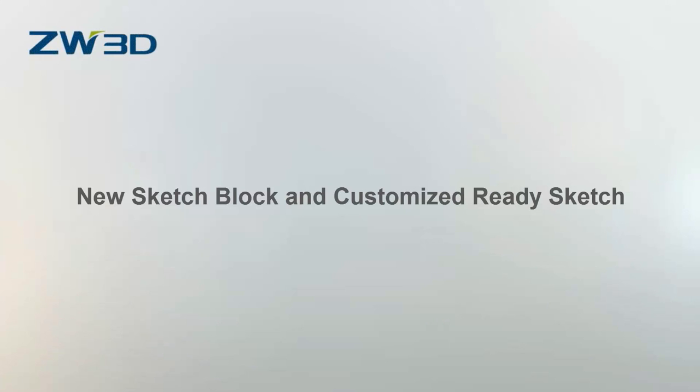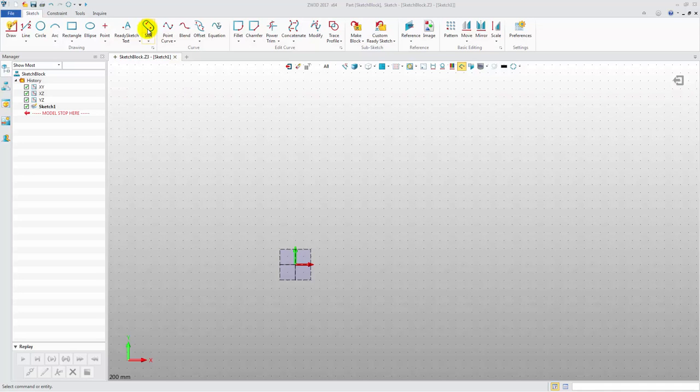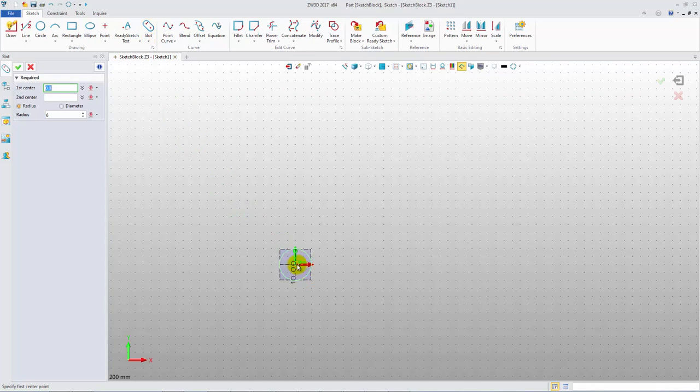New sketch block and customized ready sketch. ZW3D 2017 provides a set of block features such as create, edit, manage, insert, and explode block. Rigid block and flexible block are also supported. First, let's take a sample.